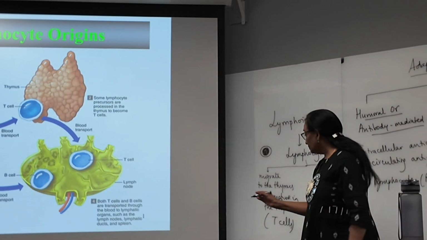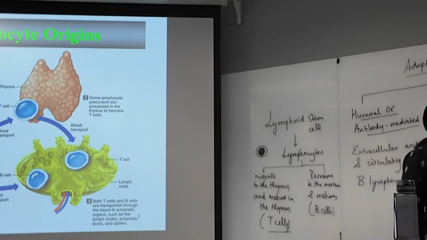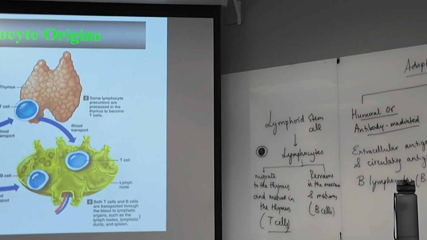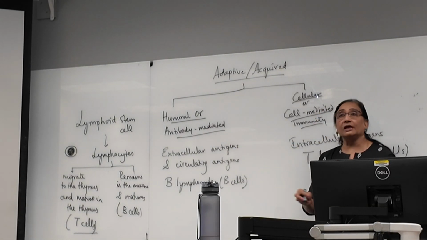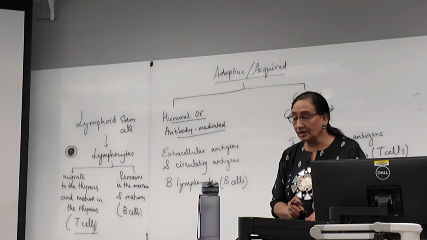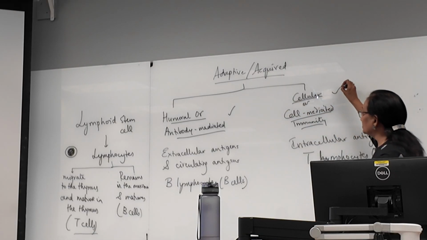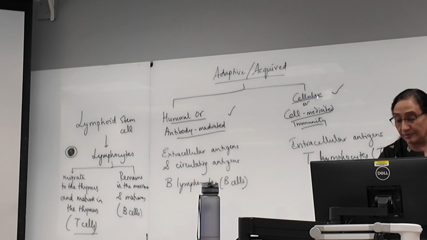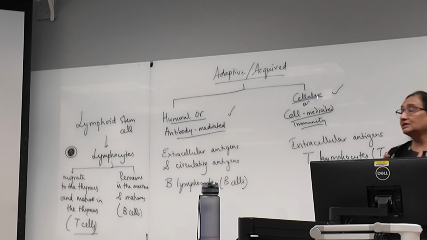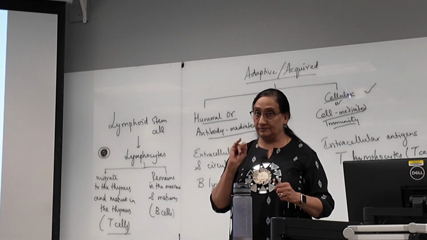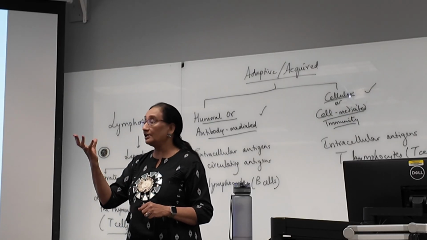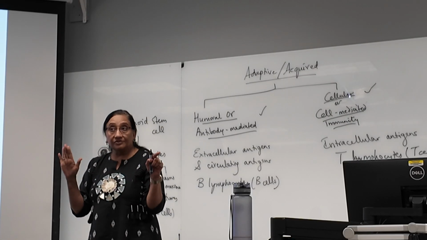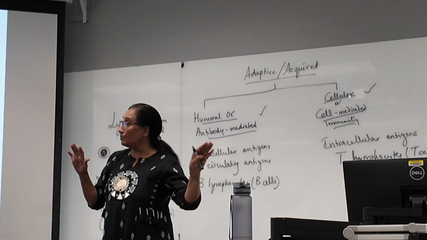So of these two, the one that matures in the thymus is the one that is responsible for cell-mediated immunity. The one that is in the bone marrow is responsible for antibody-mediated immunity. We will look briefly at these two, what exactly it entails. Before that, what are the key features of acquired immunity? The basic characteristics, something which is very important, and it differs from your innate, inborn immunity.